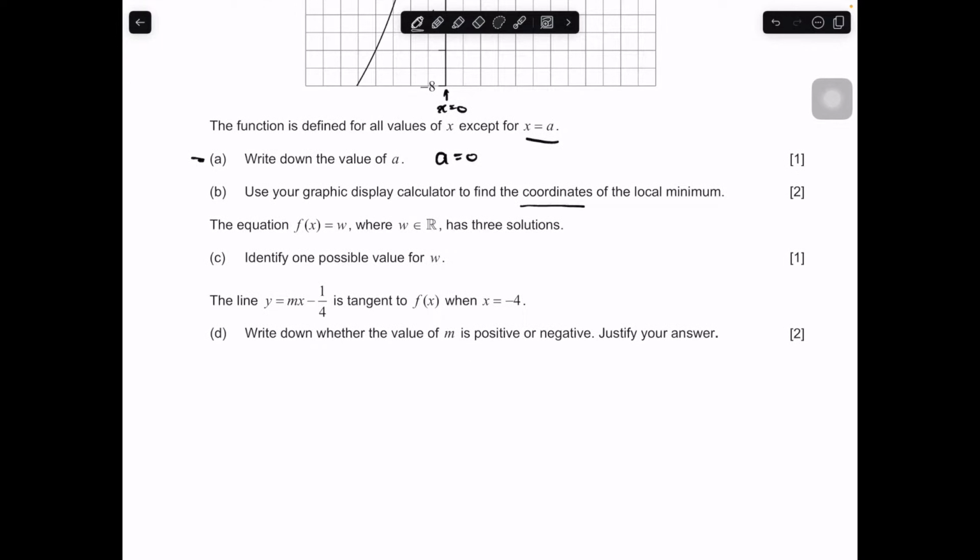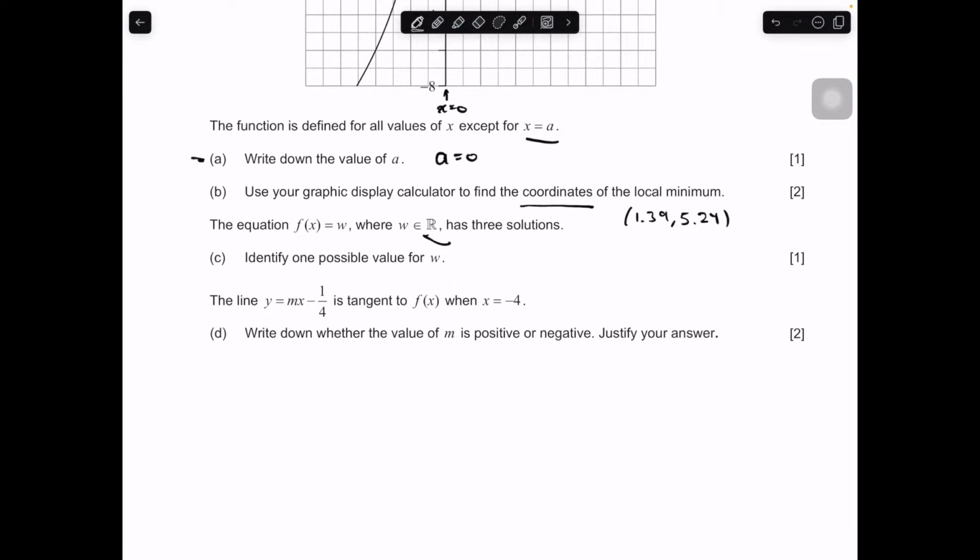So they're asking for the coordinates, so let's put both the x, y values. That would be when x is equal to 1.39, y is equal to 5.24. Okay. Next part, the equation f of x is equal to w, where w is some real number.